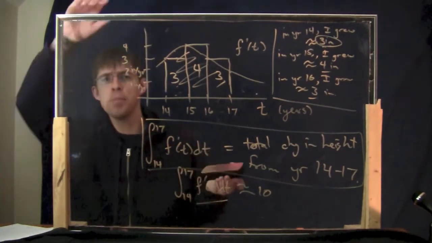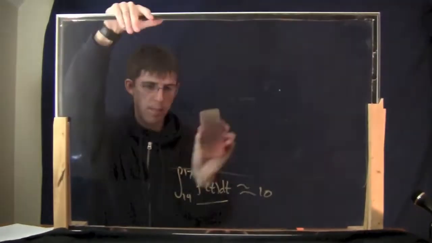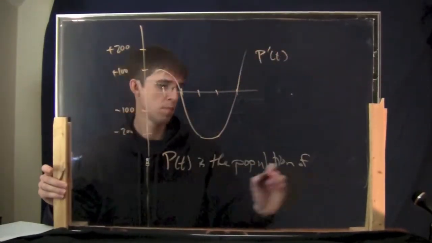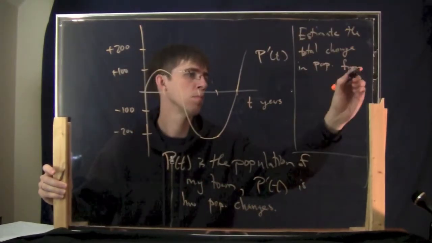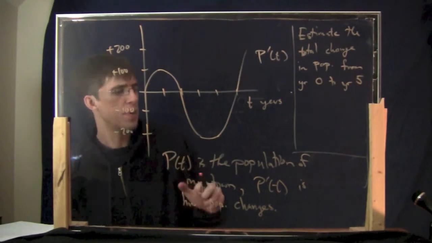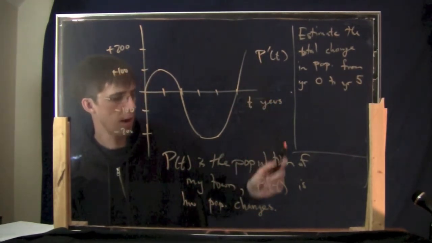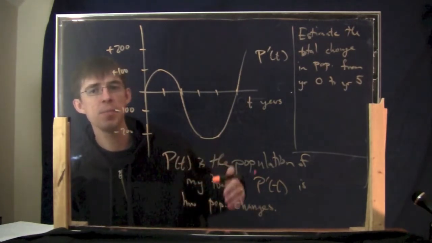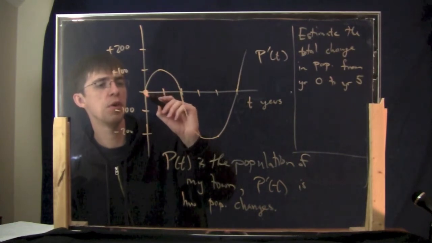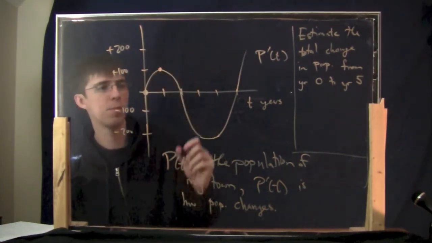All right, let's try a couple more examples. In this example, this again is a made-up problem. Let's say P of t is the population of my town. And this is a graph of P prime of t. That would be how fast the population is changing from year to year. So in year 0, there is no change in the population. In year 1, the population was up by 100 people.